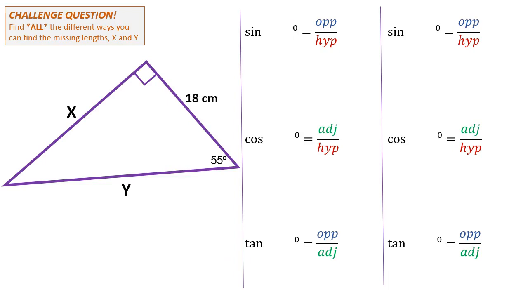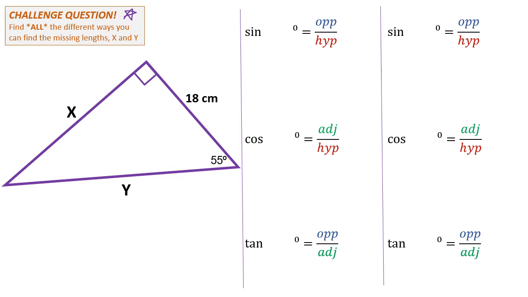And I want to do one final question for you guys, and this is a challenge question. You would not see something this complicated on an exam or on homework, so don't worry about that. But I do want to show you how we can use all of these different ratios to find how we could find both x and y and basically complete this entire triangle using all the different ratios available to us. So here's what I mean by that.